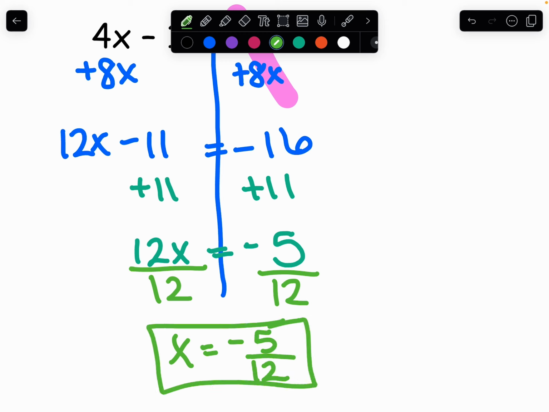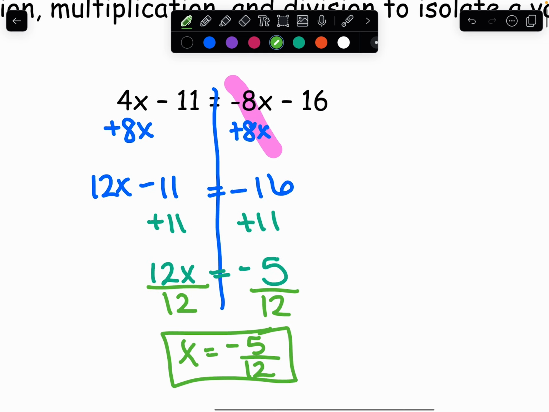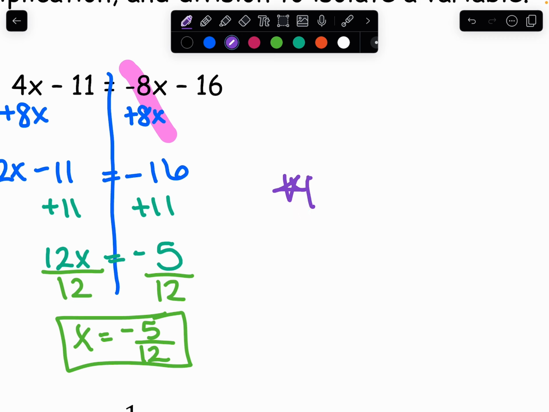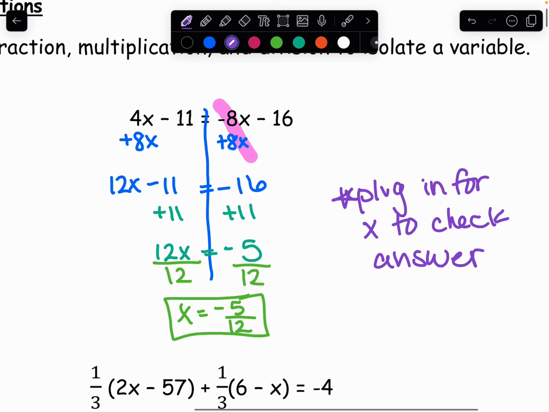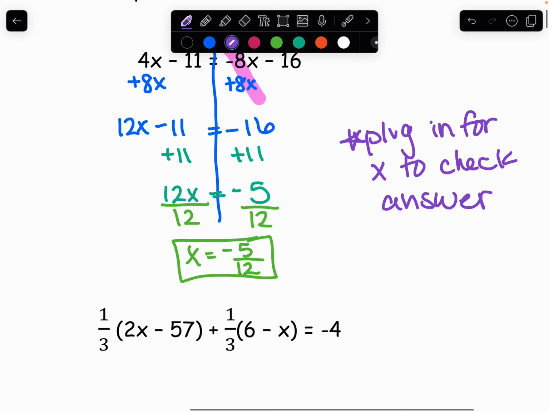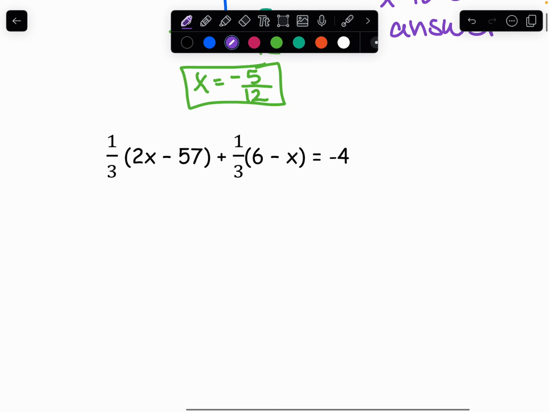We should ask ourselves, can we simplify? We cannot. And if you really wanted to and you had time, you could plug it back in. Plug in for x to check your answer. If you wanted to, you don't have to, but let's say you had time and you had a couple problems that you weren't confident about, you could plug that value into x in your calculator to confirm that it is true. It is true. So let's go on to our next problem.